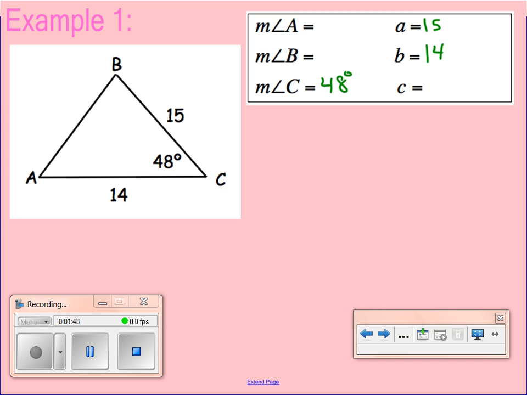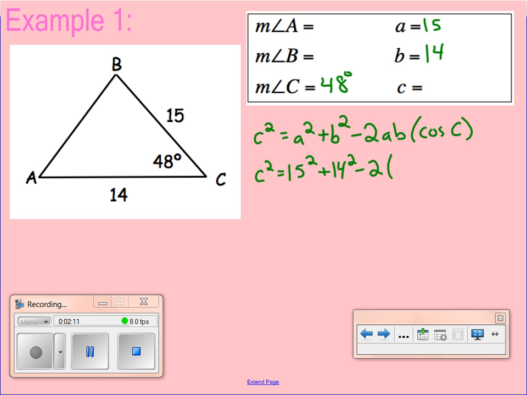We want to use the third choice, which says C squared equals A squared plus B squared minus 2AB times cosine of C. Fill in the information you know. C squared equals 15 squared plus 14 squared minus 2 times 15 times 14 times cosine of 48 degrees. So now we just need to simplify this and find out what C is.